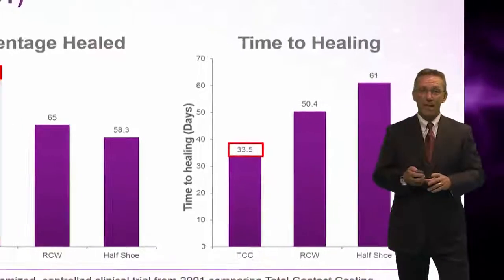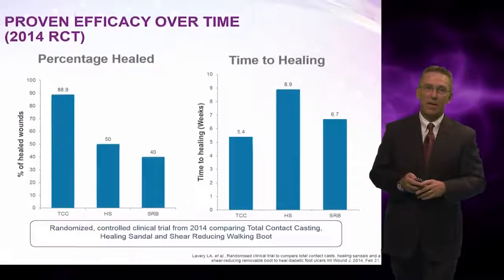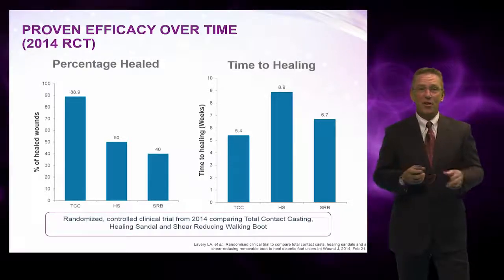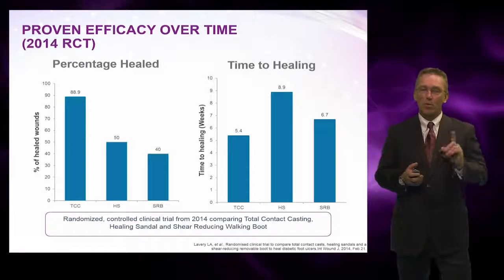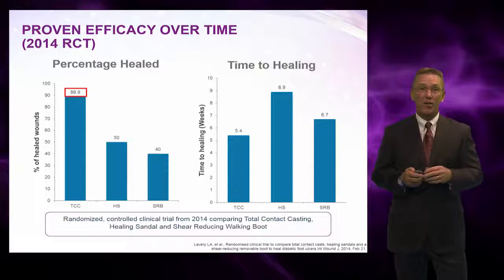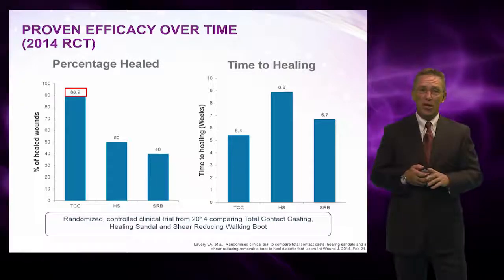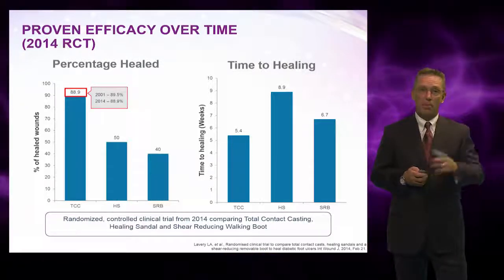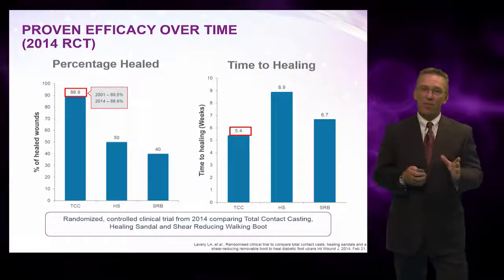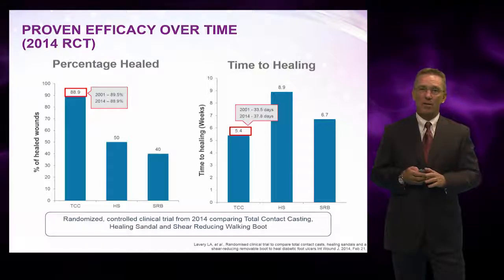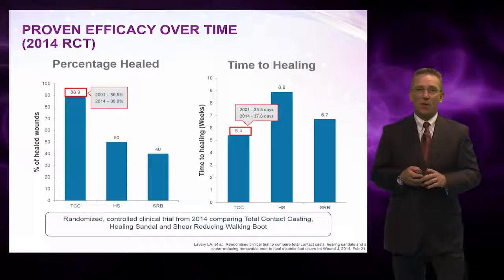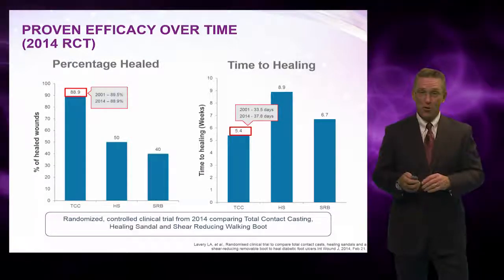So in 2014, Dr. Lavery and his team in Texas did another study very similar. They were testing total contact casts versus half shoes versus a shear reduction boot. What's interesting is if you look at the same parameters, patients healed and time to healing, you still see almost 90% of the patients healed. If you compare that, it's almost equal to 14 years ago. And if you look at time to healing, it was 5.4 weeks. If you compare that to the study done by Dr. Armstrong, it's just several days longer to heal. So it's always nice to see validation of previous research.